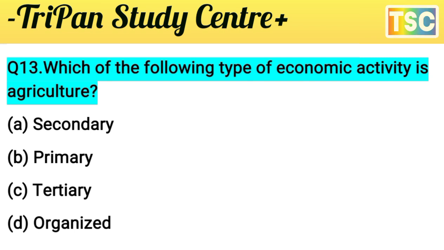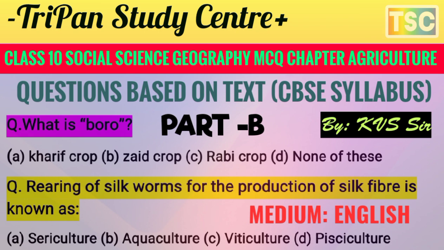It means agriculture is an economic activity, and agriculture is a primary activity. It means option B is correct here. Among the types of economic activities, agriculture is a primary activity. It means option B, primary activity, is the right answer. The right answer is B for this question. This topic was until here. There are next topics in the next part.